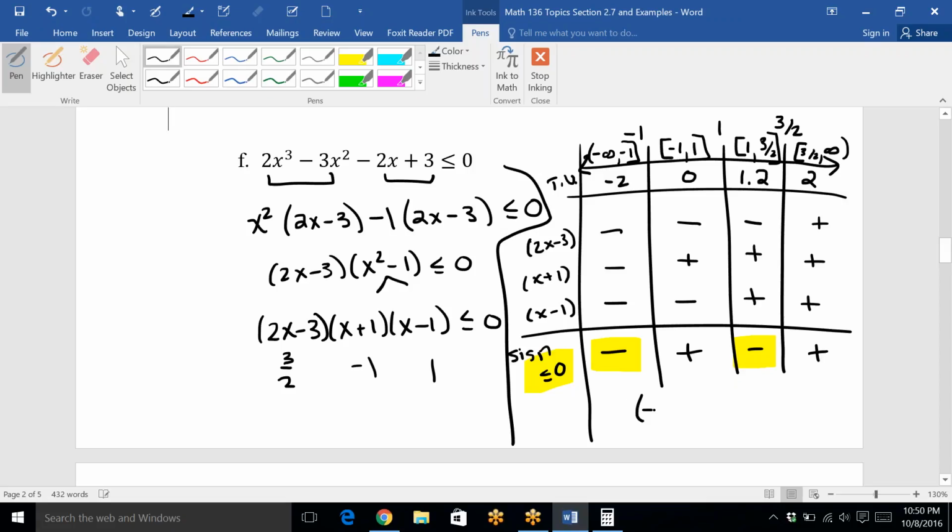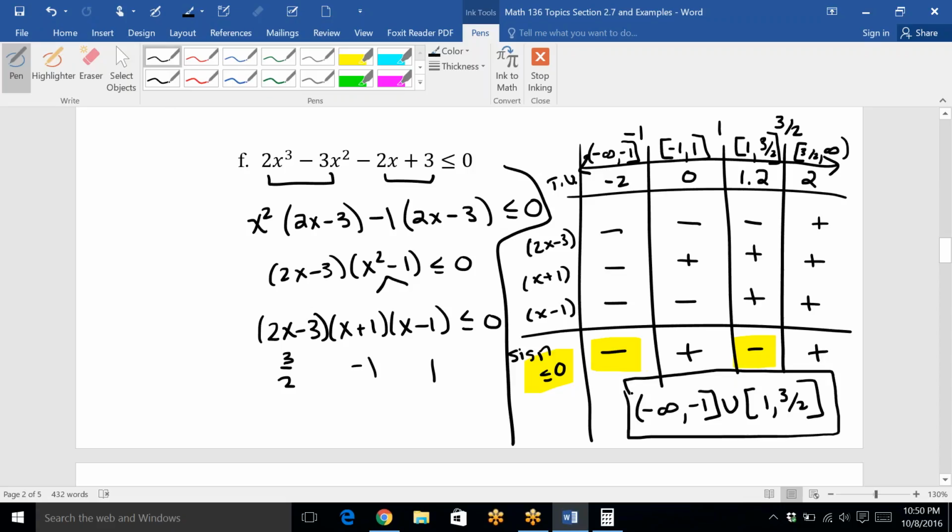So that means that our intervals are -infinity to -1, union with 1 to 3/2. And do note that each critical value shows up in at least one of the bracketed interval parts for our final answer. If any of them had been completely skipped over, we would need to also list that singular value because these are where you equal 0. But we were okay because each number got represented somewhere.